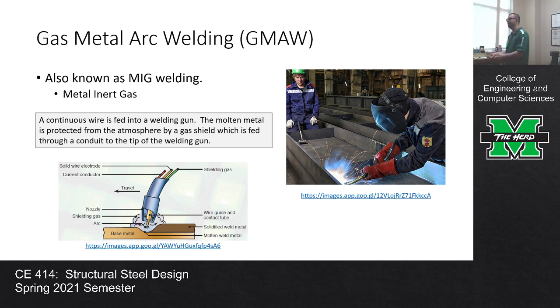And on the box, you can adjust the speed at which the electrode is deposited. You can adjust the voltage. The higher the voltage, the more energy. So if you want a deeper weld or you have a thicker plate, you need to bump up the voltage.